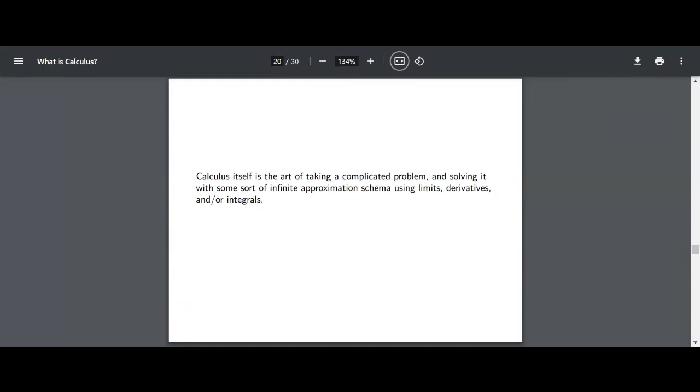And then in this slide here, I just try to summarize what the calculus is altogether. So I said that calculus is the art of taking a complicated problem and solving it with some sort of like infinite approximation procedure using limits, derivatives, and or integrals. Okay.